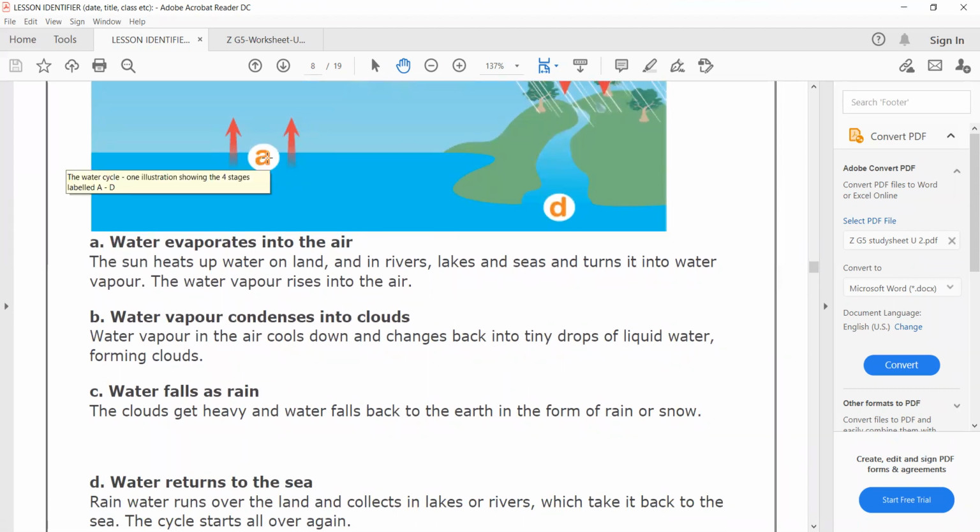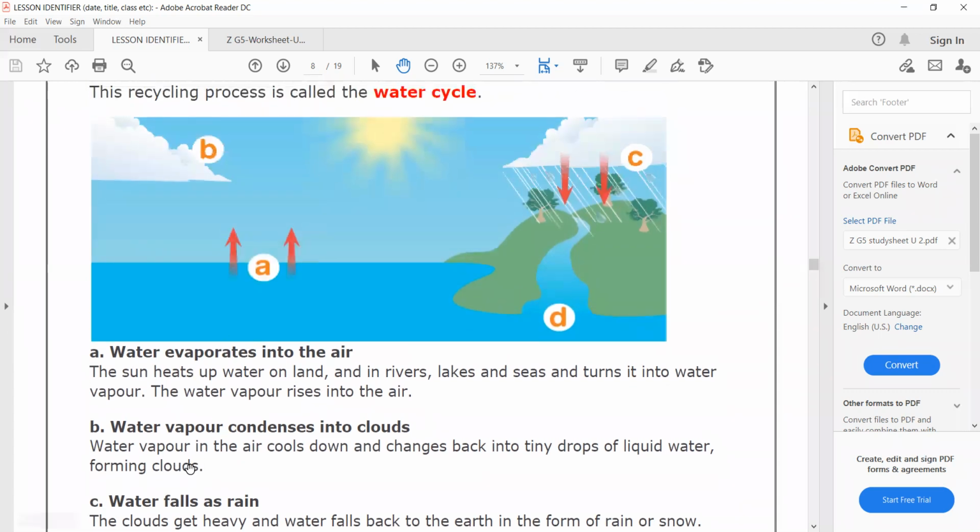The first step: water evaporates into the air. The sun heats up water on land and in rivers, lakes, and seas, and turns it into water vapor. This water vapor rises into the air. So the first process, when the water in seas, oceans and rivers is heated by the sunlight, it changes into water vapor and rises. This is called evaporation, the first step of the water cycle.